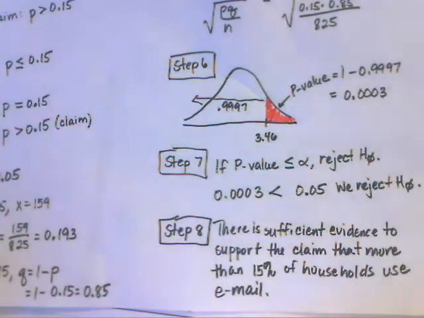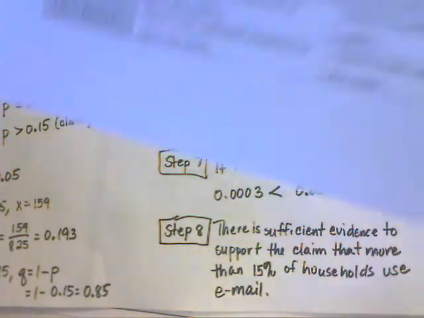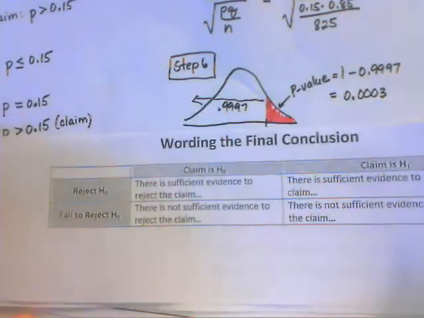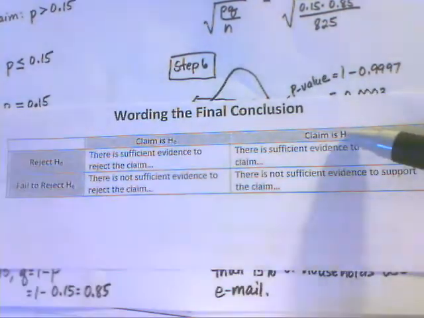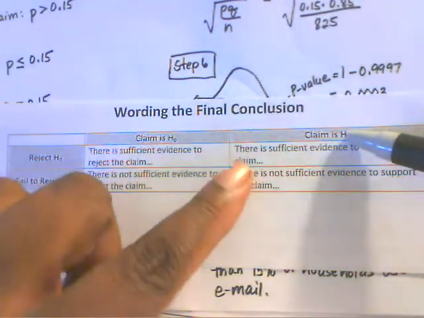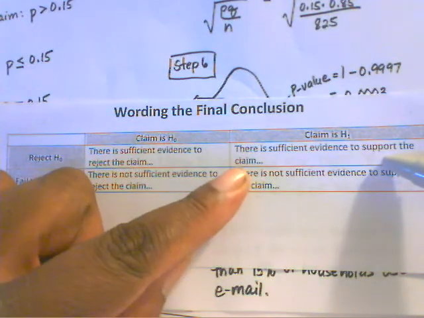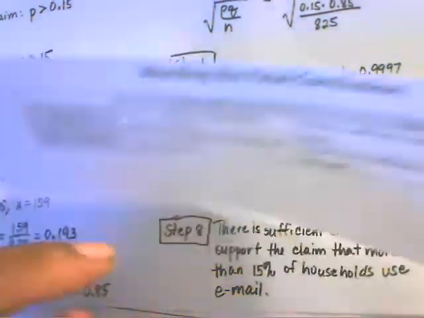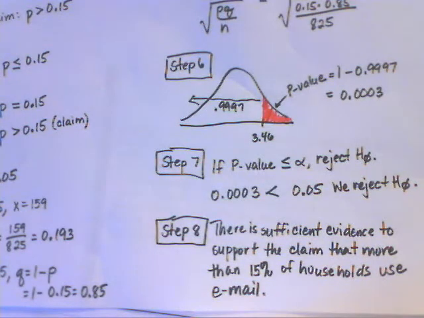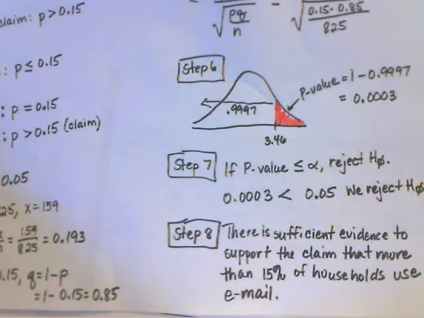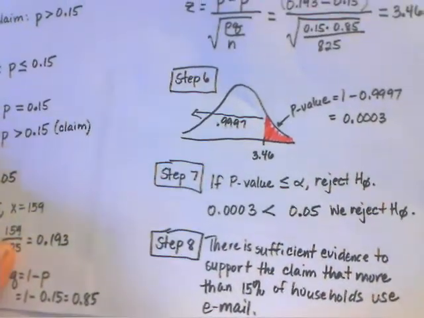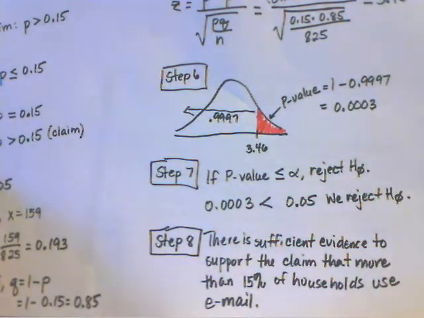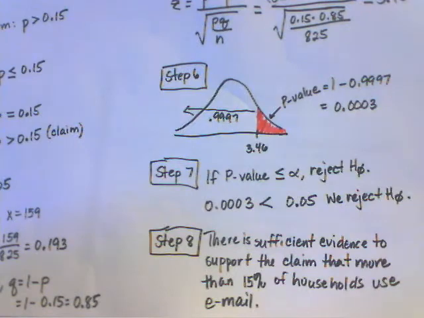Okay, now we're going to write our final conclusion here. Okay, let me show you how this is done. The claim was the alternative hypothesis, which is H1. And we are rejecting the null, which means we have to start the conclusion off by saying there is sufficient evidence to support the claim, which is what I have here. There is sufficient evidence to support the claim that more than 15% of households use email. Okay, so in this case here, this is how we do a hypothesis testing procedure for a proportion.